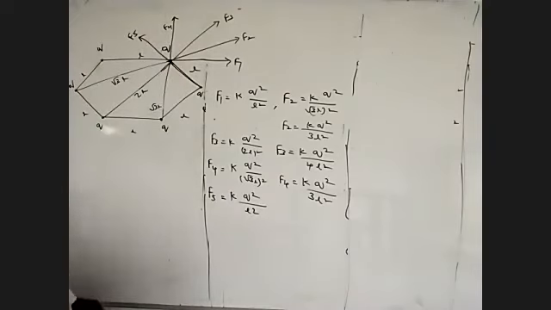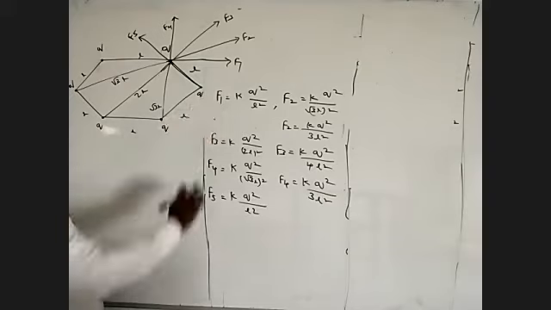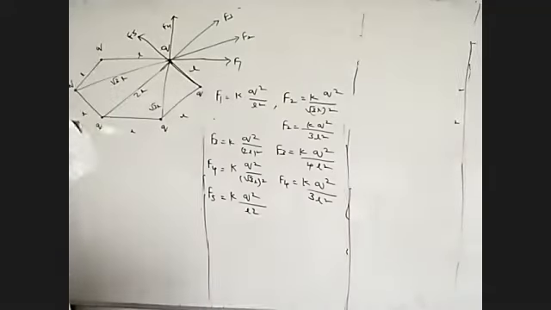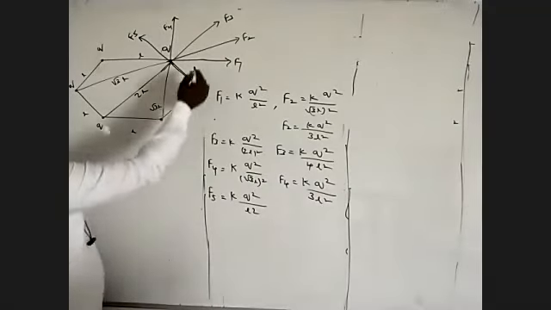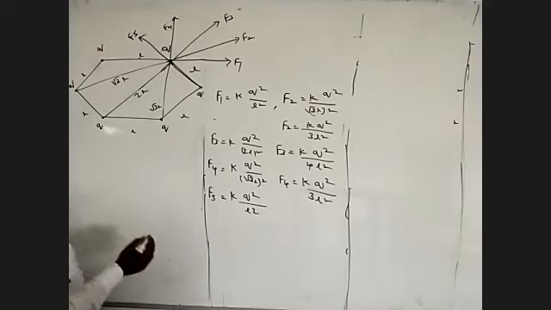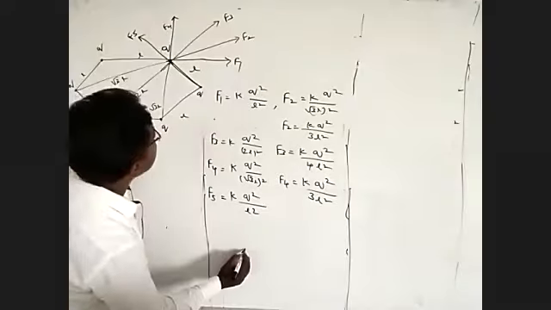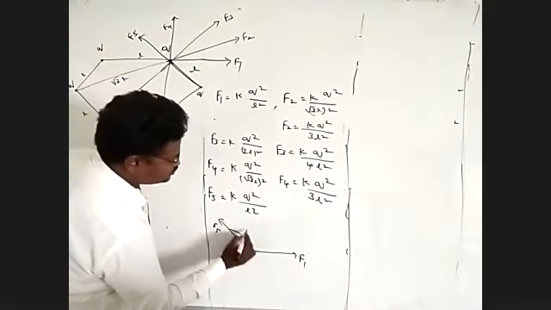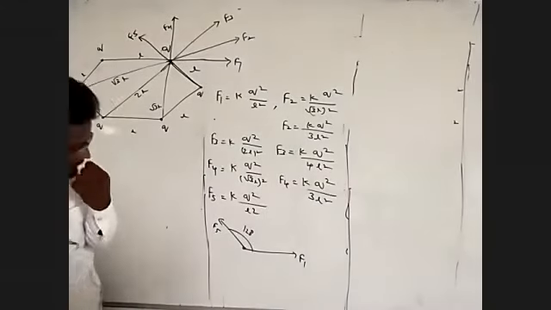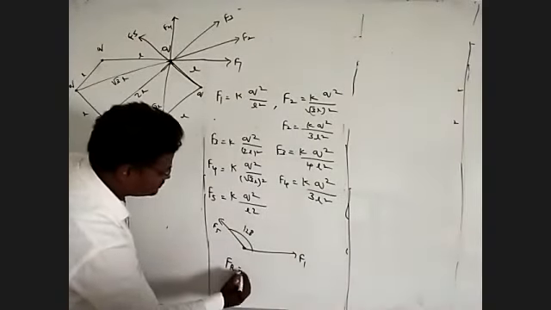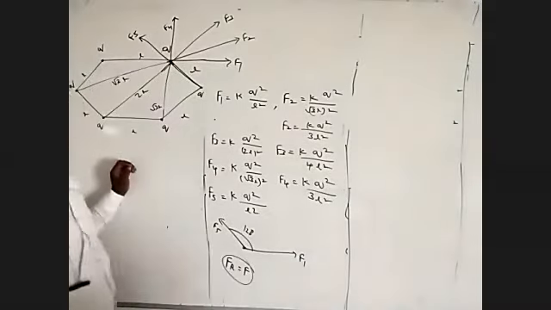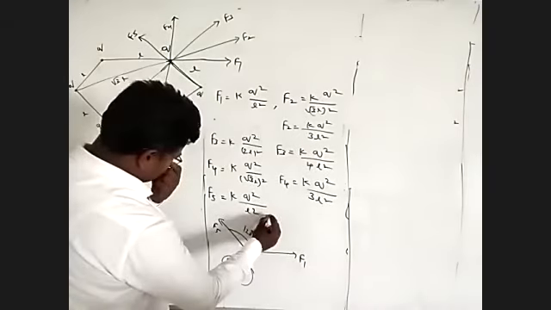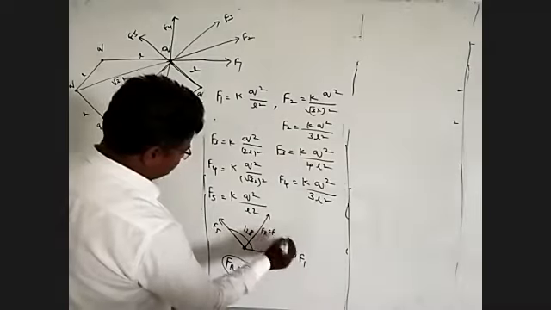Now you are seeing this one. Next, you see carefully: F1 and F5. This is F1, this is F5. The angle between the two forces is 120 degrees. The resultant force Fr is equal to F. Your answer is F, from F5 and F1. So the resultant force Fr is equal to F.